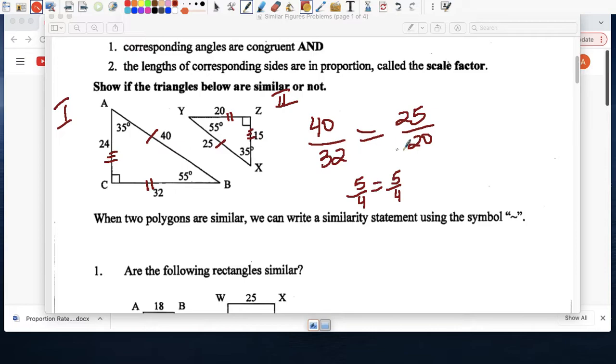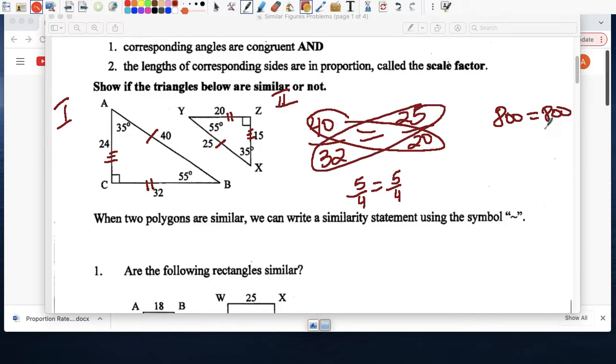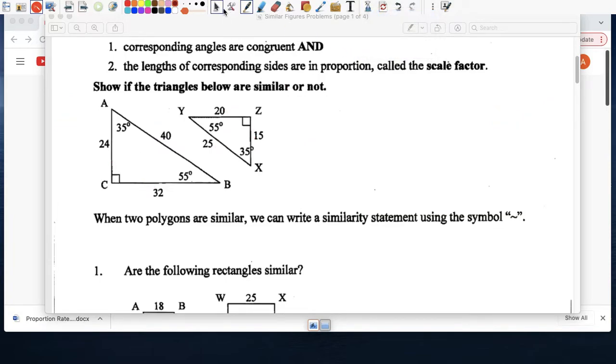So again, you can cross multiply, and if you did cross multiply, you would get 800 equals 32 times 25, which is also 800, right? So then they're proportional, they're also similar, right? Yeah, that's it.